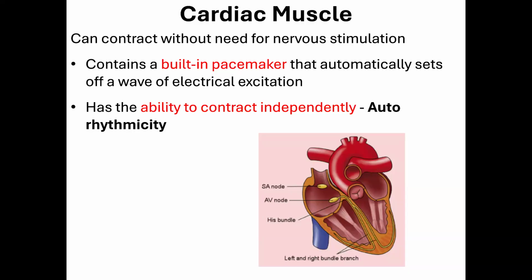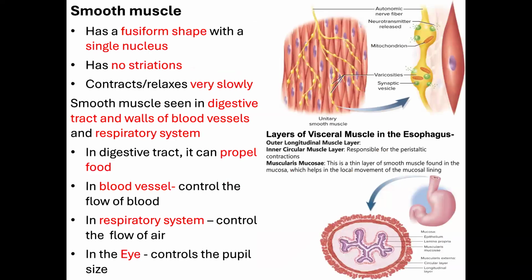So, what about the smooth muscle? What's the shape? Is it striated or non-striated? Non-striated. What's the shape of the muscle? It's spindle shaped. Skeletal muscle is multinucleated, but smooth muscle has a single nucleus. Even cardiac muscle has a single nucleus. No striations, it contracts and relaxes slowly, not like skeletal muscle. It's a slow process. Where is it seen?